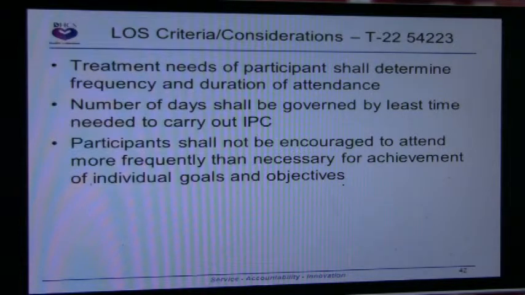Also in Title 22, for your consideration, 54223 talks about the treatment needs of the participant determining the frequency and duration of attendance. So what is it that they need? What is it that they need on a daily basis? And that should be what governs the amount of attendance that they have at the center. And that the number of days should be governed by the least time needed to carry out what the center has developed in that IPC. And that participants shall not be encouraged to attend more frequently than necessary for achievement of the goals and objectives. So what are those goals and objectives that are stated in the IPC that you're looking at, and what is the necessary amount of time to achieve those? Considerations for your review.